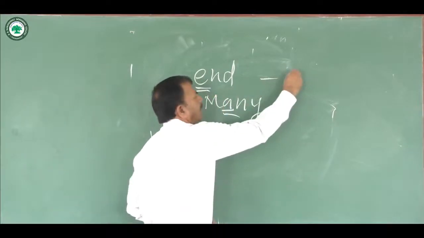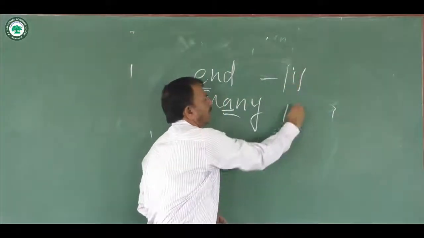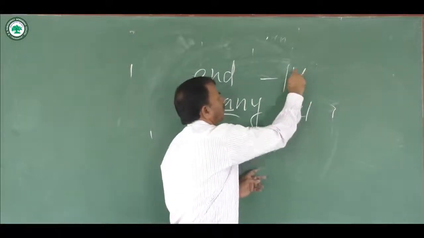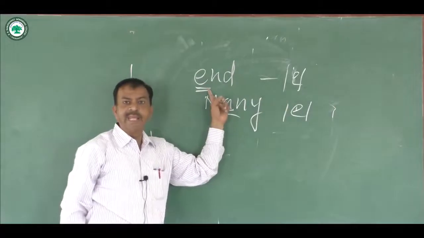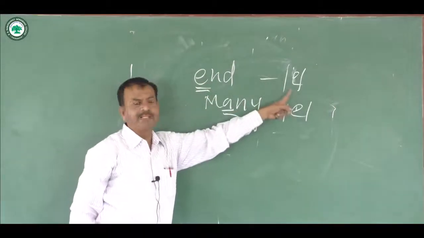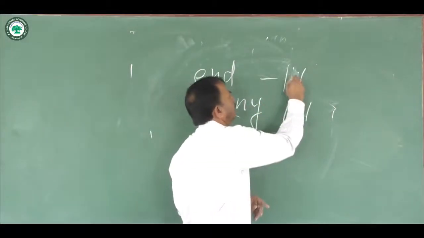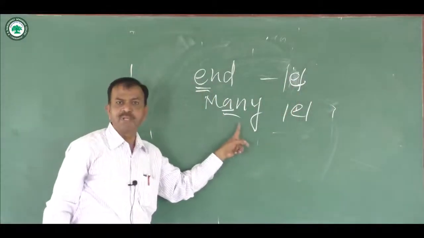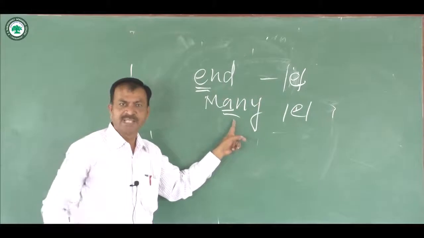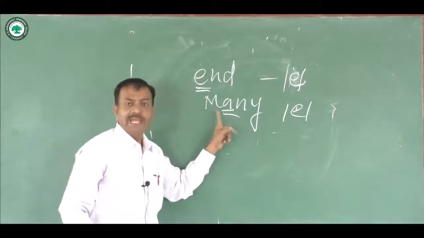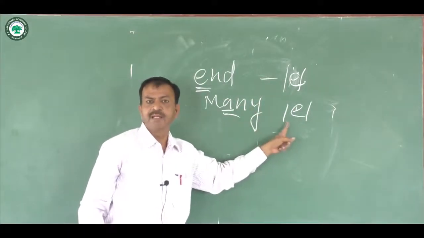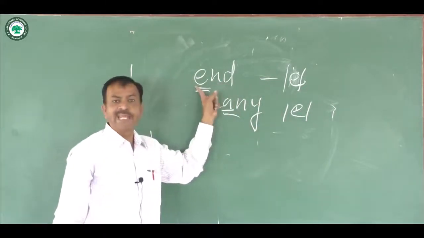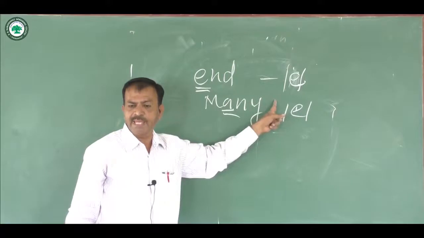here E is pronounced as A. This is A. But in many we never say money. Money is different. Here the letter A is pronounced as E. Here the letter E is pronounced as A.